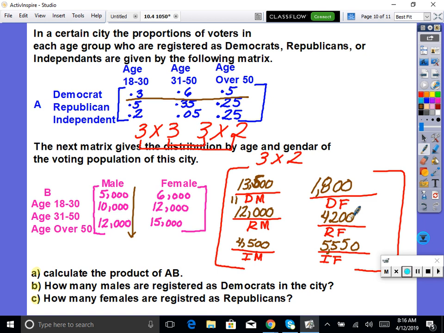All right, so now look, it says, how many males are registered as Democrats? Literally find male Democrats. Where is that? 1, 1. Isn't Democrat male? So you'd say 13,500. Then it says, how many females are registered as Republicans? So, Republican female, 4,200. So, pretty straightforward stuff, guys. All right, that's the end of the lesson. The rest of the time will be yours to work on the homework.